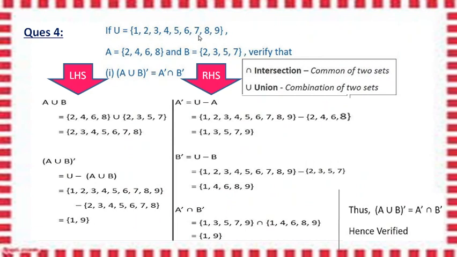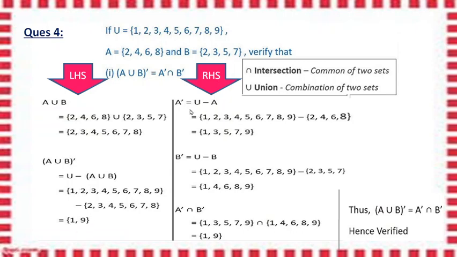Here the universal set is given and sets A and B are also given. We have to prove this. If you remember, this is De Morgan's law that we discussed in the last two videos. Let's talk about the left hand side first of all. We have to prove this De Morgan's law by using these sets. So A union B. Union, if you remember, is the combination of two sets and then we will find out its complement. How do we calculate the complement? Universal set minus this set. So 1 and 9, these two elements are there in this set.